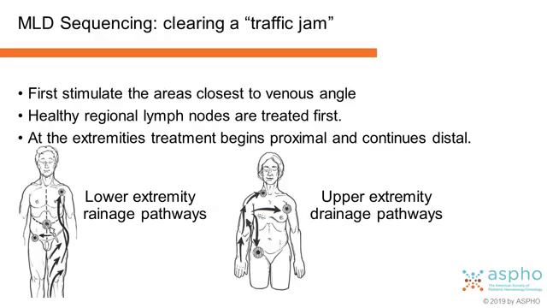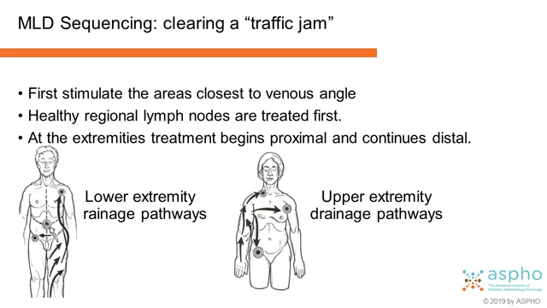So the manual lymph drainage technique is a sequencing where you're clearing a traffic jam. Think of lymphedema as a traffic jam, and if we just squeezed at the end of the traffic jam, all we would do is bear on those cars together. We have to get the fluid moving at the area closest to where that blockage is. So we start the treatment up closest to the venous angle and then move from proximal to distal.